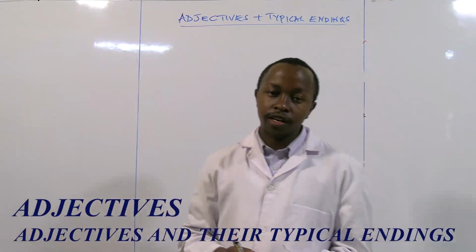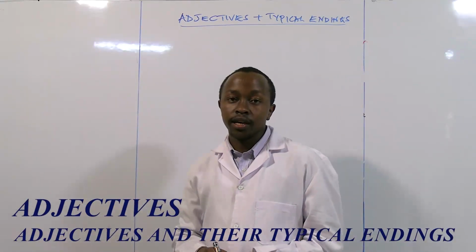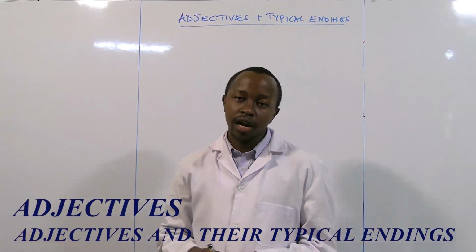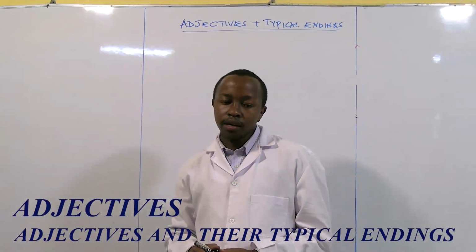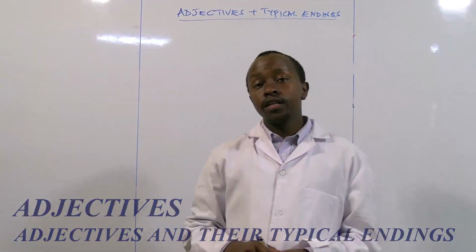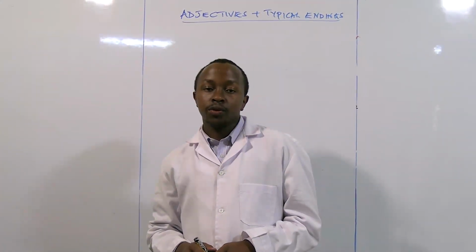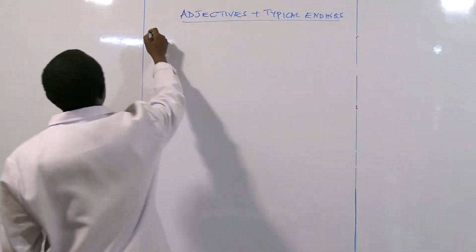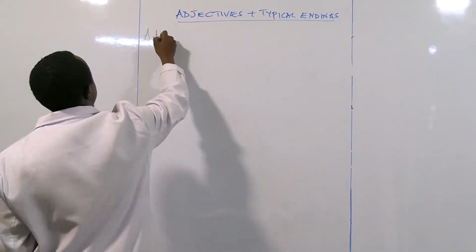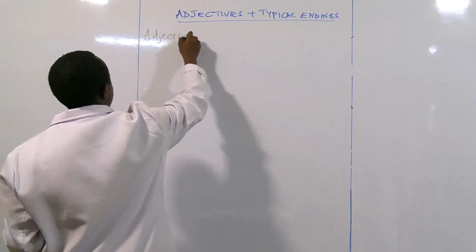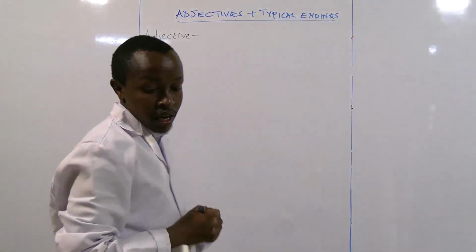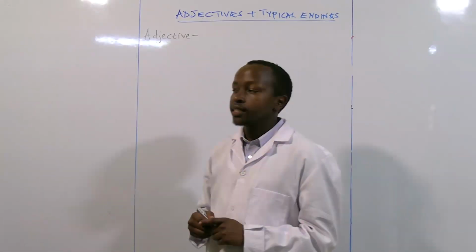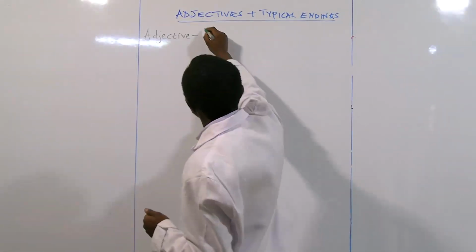I would like to invite you as we journey together towards understanding adjectives and their typical endings. Remember, before we dwell into this, I want us to start by defining what an adjective is. Now students, what is an adjective? An adjective is a word that tells us more about a noun.